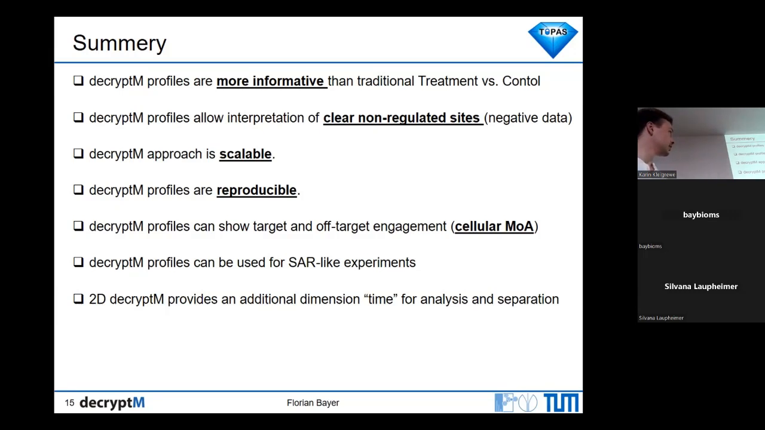It's scalable, so we can now do it very fast. We have many robots now also at the chair that are supporting us in many steps. It's very reproducible. We can now also learn something about the cellular mode of action. And you can really use it for two-dimensional experiments and for structure-affinity relationship experiments. And apparently the reviewers also liked it.